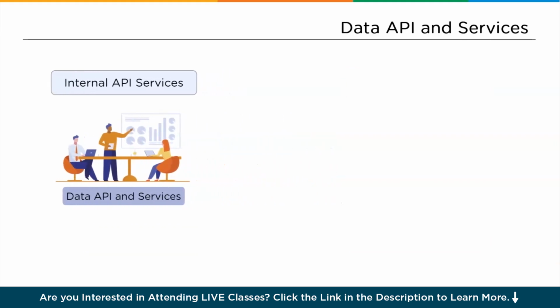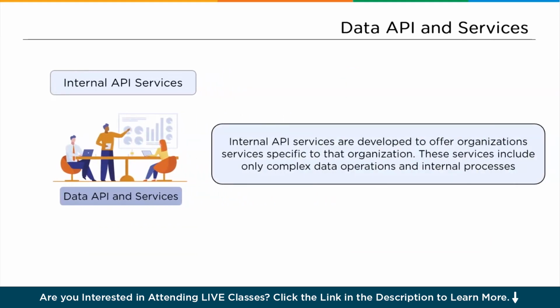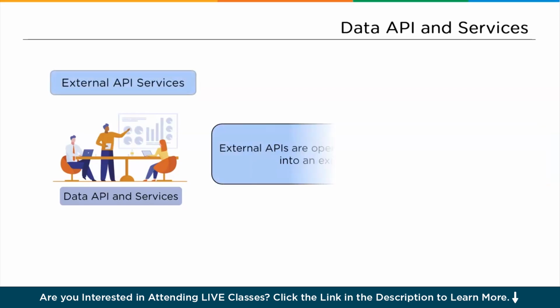At first, we will understand internal API services. Internal API services are developed to offer organizations services specific to that particular organization. These services include only complex data operations and internal processes. Followed by internal API, we have the external API.